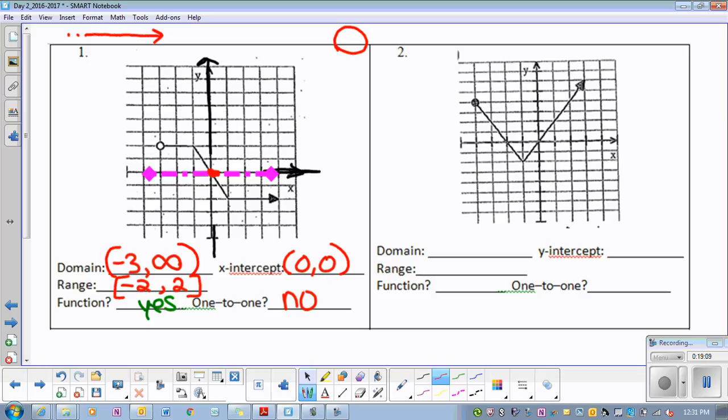Should we try the next one too? Do you guys want to try it? Start it, all right? Start it and we'll go over it together. Let's look at this guy together. Domain.